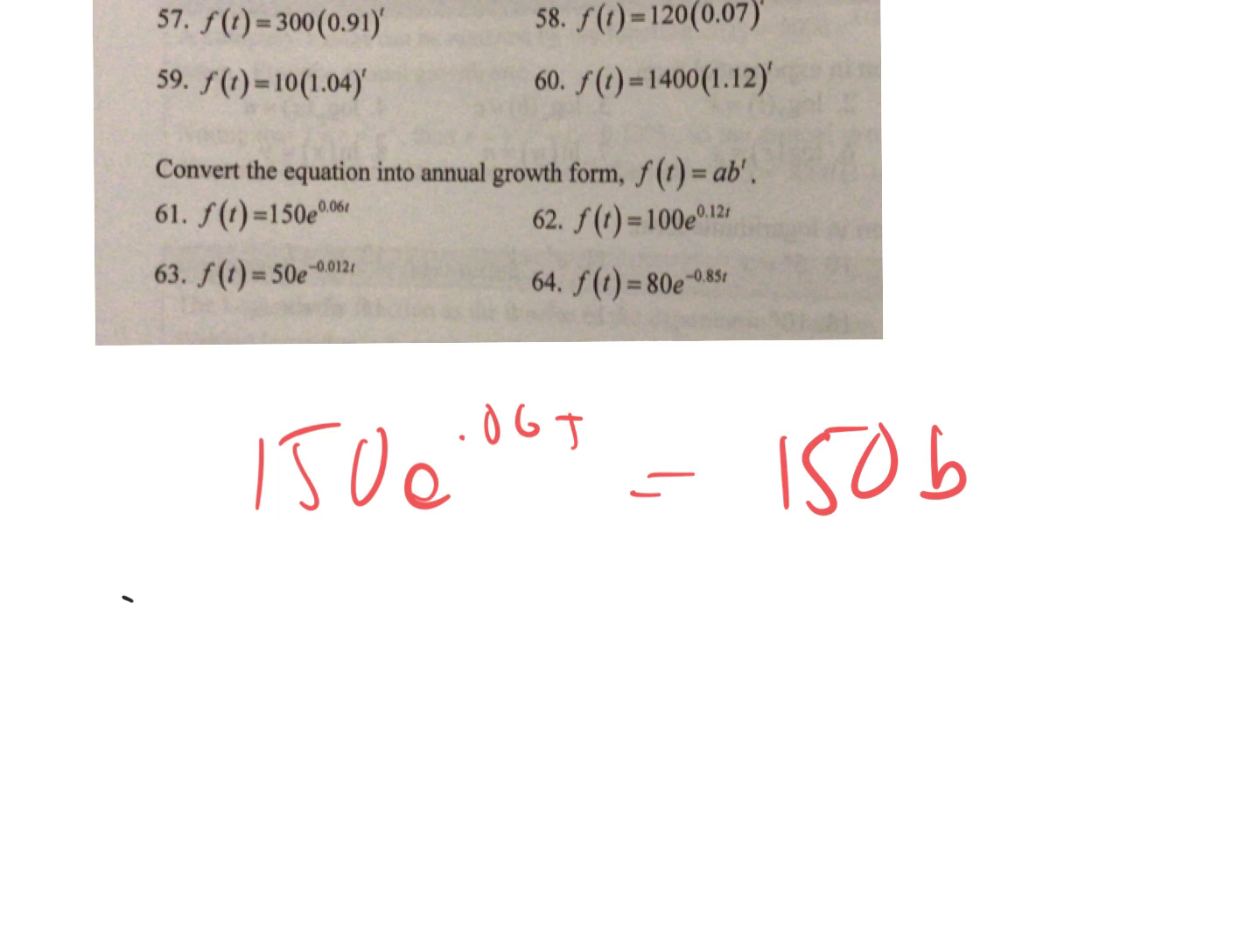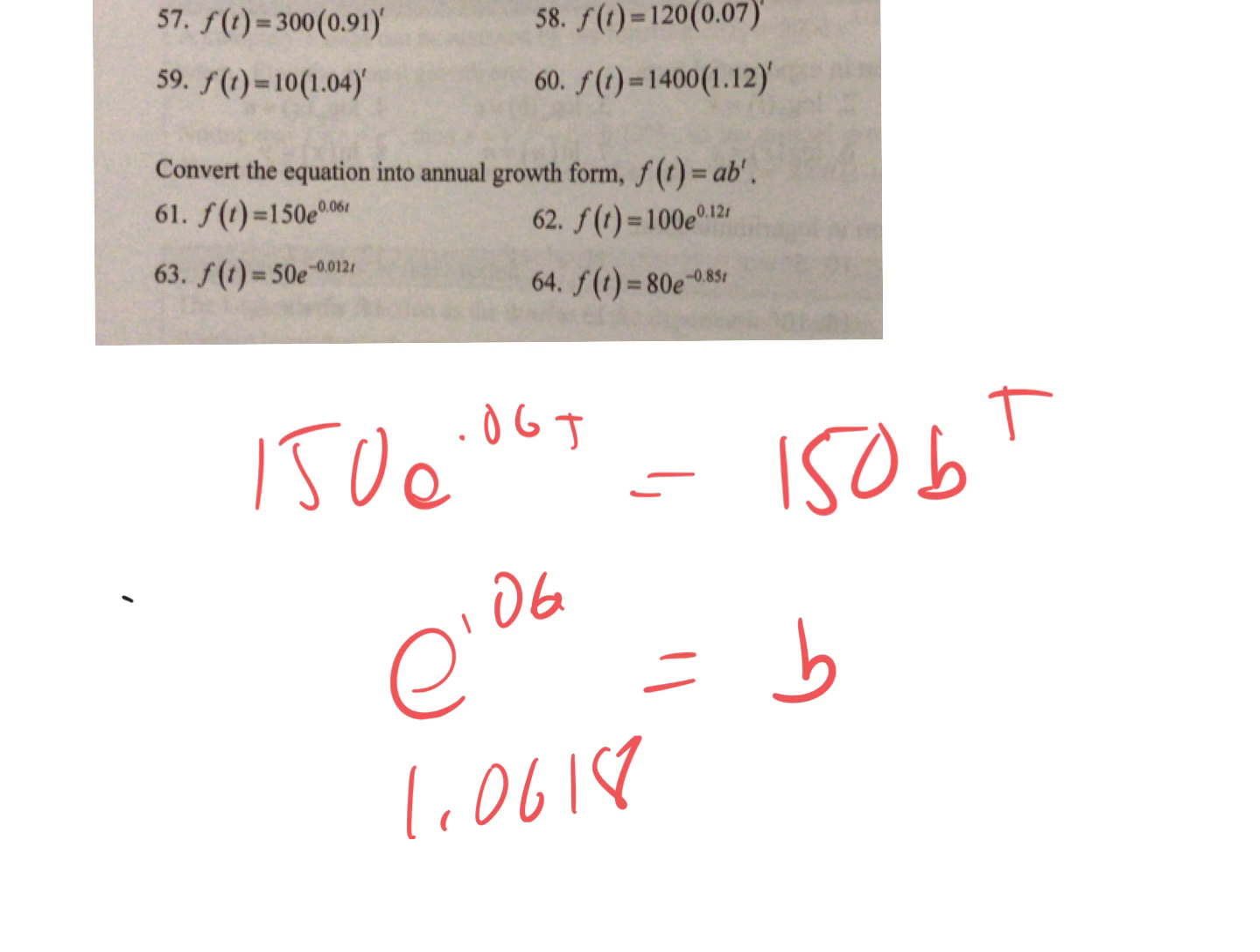It's the same deal. We'll get 150. 150 e to the 0.06t has to be the same as 150 times some base to the t. So e to the 0.06 has to be equal to the base. We don't need logarithms for this one; we're just going to raise e to that power. On my graphing calculator, I do second ln, and then type in the 0.06. I'm getting 1.0618. So 150 times 1.0618 to the t power.